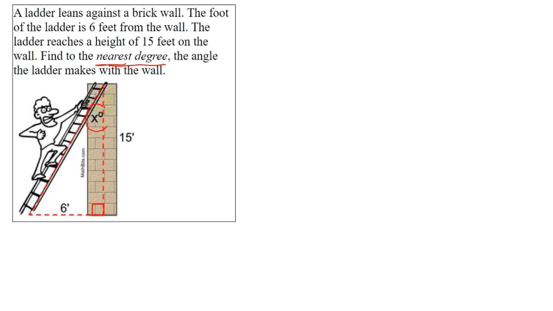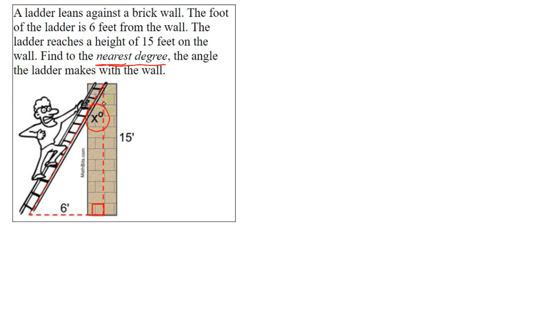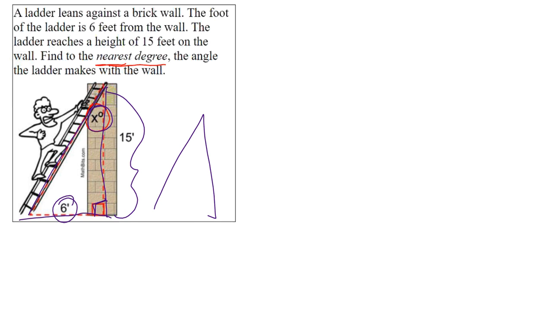So your pictures are going to be key to these problems. You've got to be able to draw a picture given the information. So here's our ladder. Here's our wall. That's where a 90-degree angle comes from. And then it told you that it is 6 feet from the wall and that how far it goes up the wall is 15 feet, which would be that. So essentially, this is the triangle that you're solving.